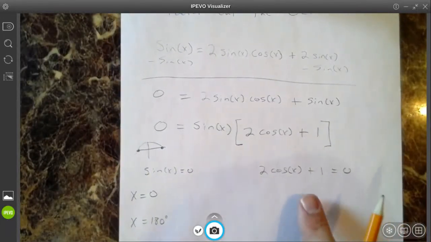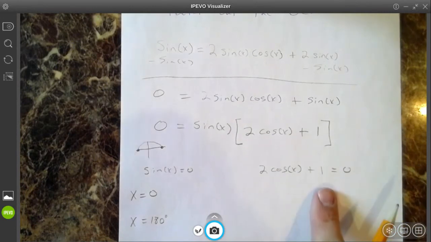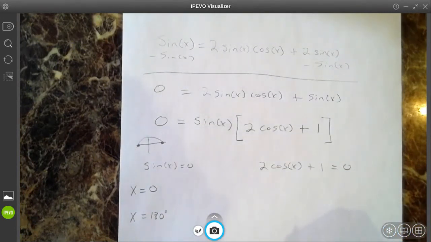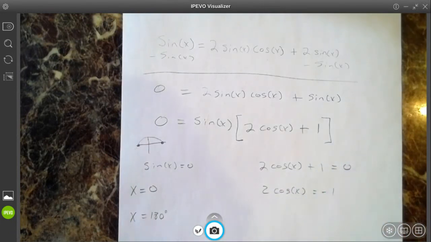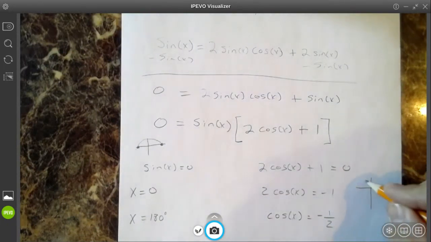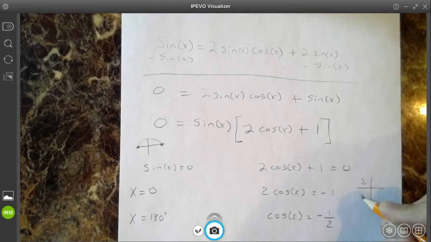All right, now if I go over to this equation, I need to move the 1 to the right side. So I've got 2 cosine x is equal to -1, and then I'm going to divide by 2. So cosine x is equal to -1/2. And then because cosine is equal to something negative, that tells me that I have to be in either quadrant 2 or quadrant 3. I'm looking for the quadrant 2 and quadrant 3 angle where cosine is equal to -1/2.